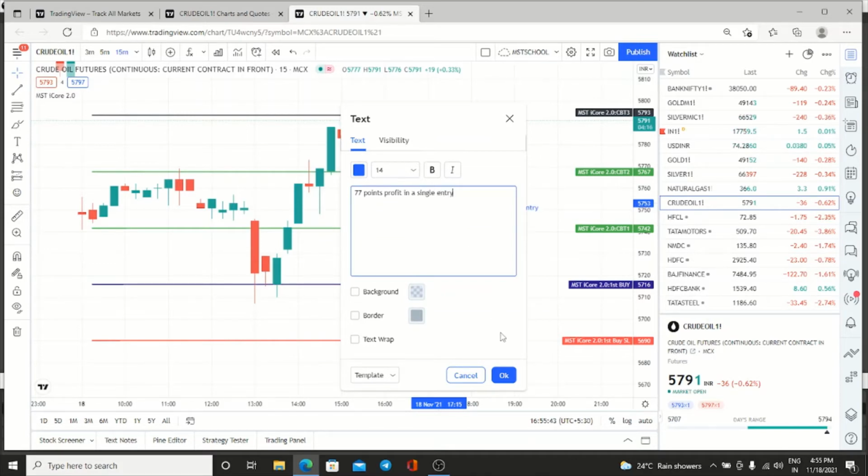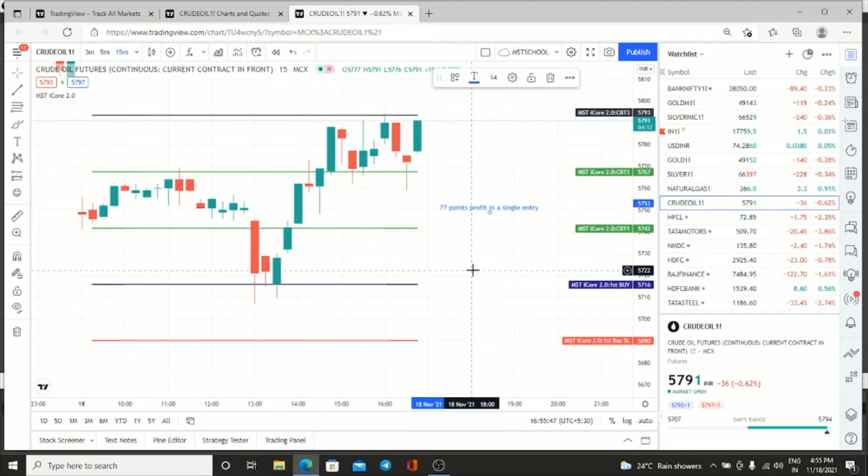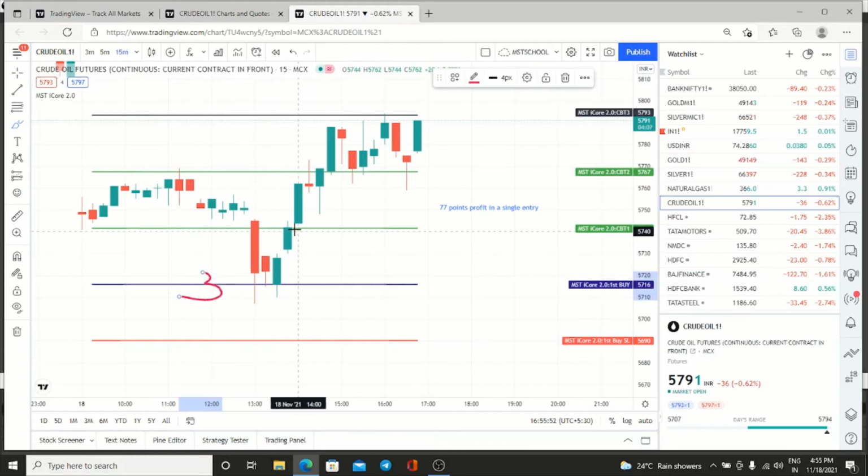So now how do we have to trade? Is it possible to book all the profit? No. How to trade? You have to take 3 lots. Book one lot at the first target and revise the stop loss to cost.